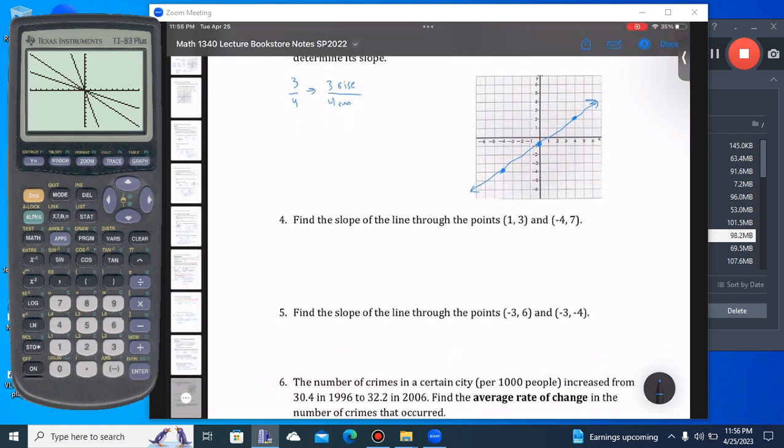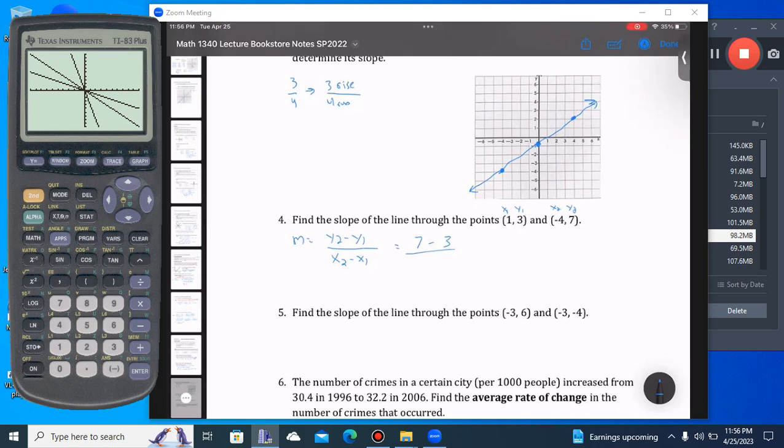All we need is 2 points, and we can find the equation of the line, and we can find the slope. So remember, m is y2 minus y1 over x2 minus x1. It doesn't matter which one's x1, y1, x2, y2, just as long as you keep it consistent. 7 minus 3 over -4 minus 1, -4 over -5, so -4/5 is the slope.